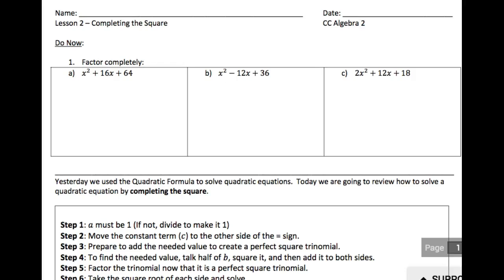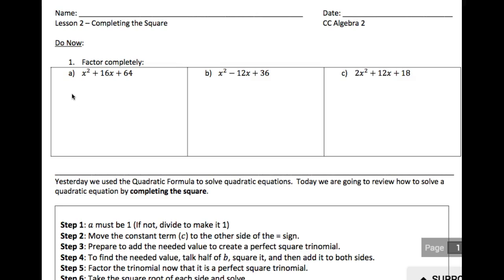Okay, so make sure that you're on the correct lesson. We're looking at the completing the square lesson. As a warm-up, please complete the do now. You can pause the video so you have time to try it. Okay, at this point, you've tried the do now for yourself and you're ready to check your answers.